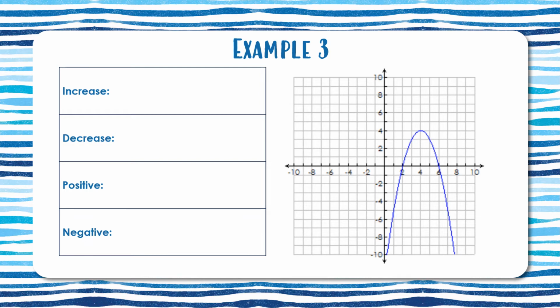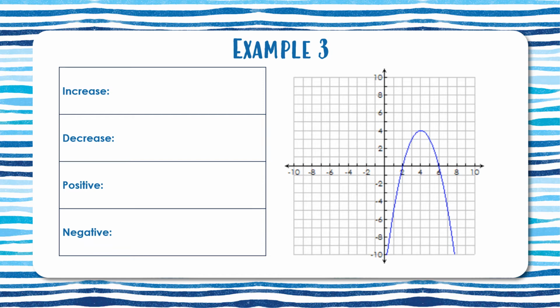So let's start with increase and decrease first. Increase means to go up, decrease means to go down, from left to right. So we're going to start at that negative infinity and we're going to make our way to positive infinity. Right now, we are going up and we will continue to go up until we hit that maximum at 4. So it is increasing from negative infinity to 4. Now if we keep going, we are going to start decreasing and we will continue to decrease all the way into infinity. So it's decreasing from 4 to infinity.